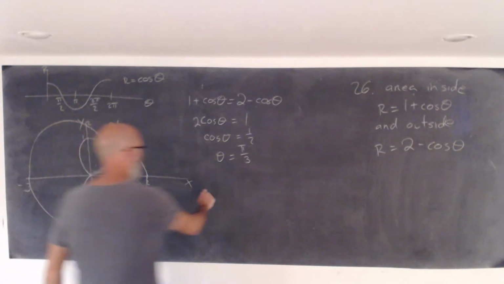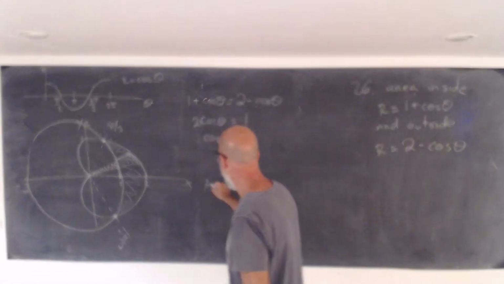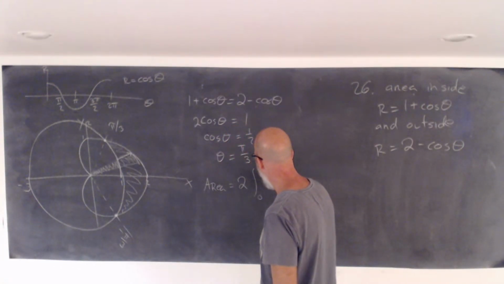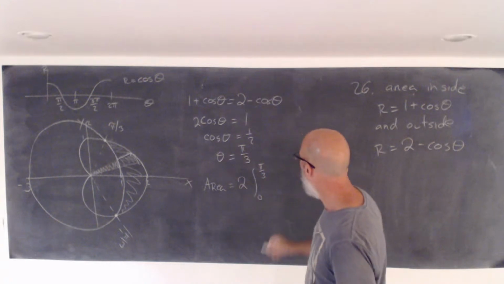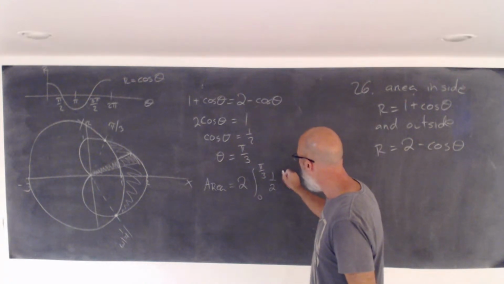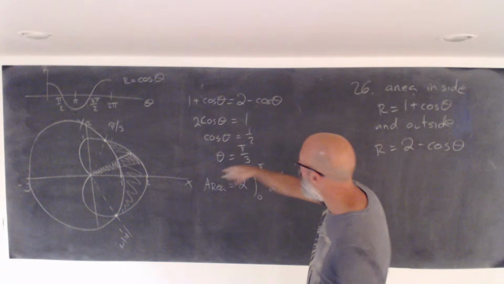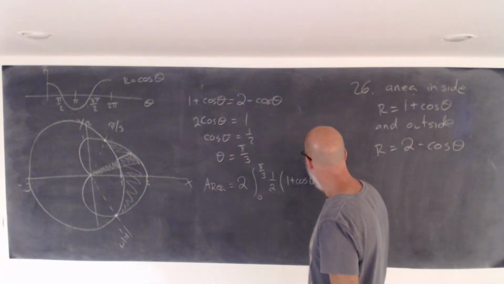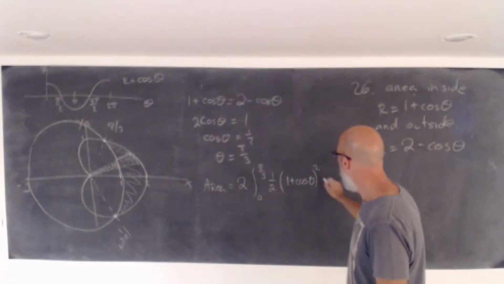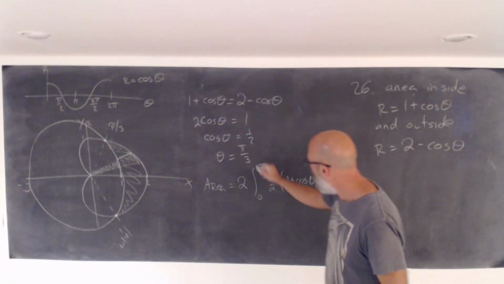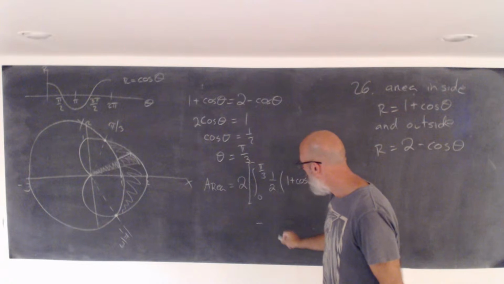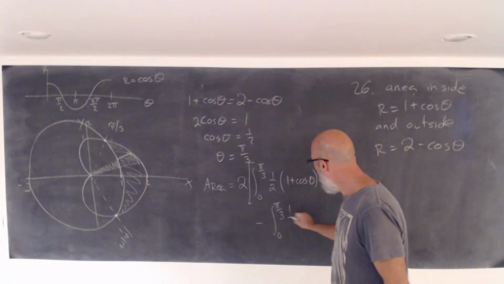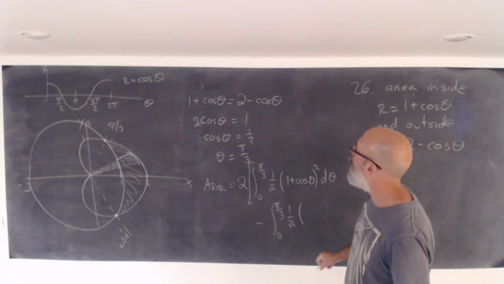So the area is going to be twice the integral from 0 to pi over 3 of 1/2 the large function, 1 plus cos theta, squared, minus the small function.